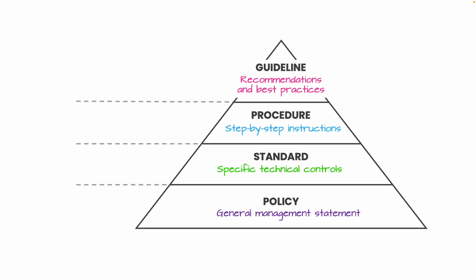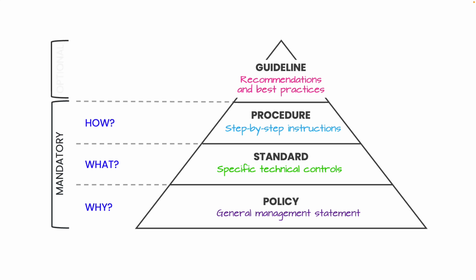If we were to categorize these, the policy explains why we're doing what we're doing. That's basically leadership giving us those general management statements. The standard tells us what we're doing to achieve goals. The procedure is how we do it, the steps. So these are generally mandatory. They're all part of the core process. The guidelines are optional. Those are recommendations and best practices to help us get the what, why, and how right and to do it better.